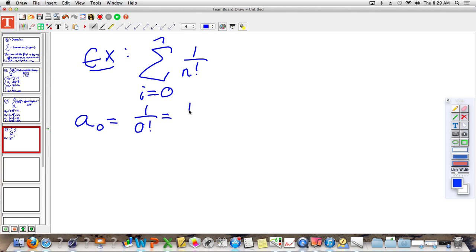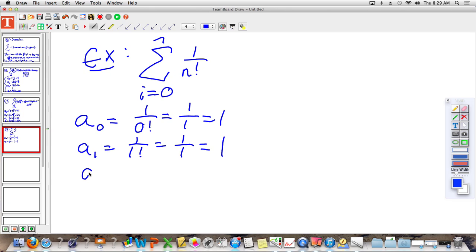0 factorial, we defined that in your notes a couple days ago, is the same thing as 1. So 1 over 0 factorial is 1 over 1, which is 1. The first term, a sub 1, is going to be 1 over 1 factorial, which is 1 over 1. What is 1 over 1?